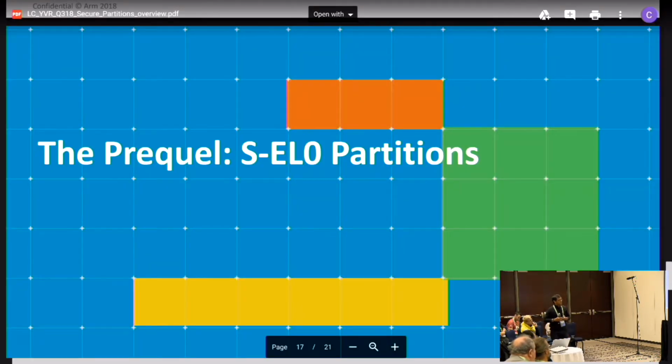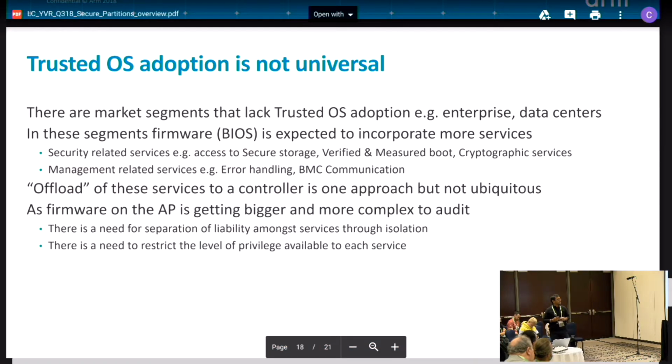So that was kind of the high-level overview of what's happening in the trusted OS world. But there's more to the work that we have been doing. There's also the concept of secure EL0 partitions, which kind of predates the work that we're doing on secure EL1 partitions. The motivation is that in some market segments, like enterprise and data centers, we saw that trusted OS adoption is virtually non-existent, right?